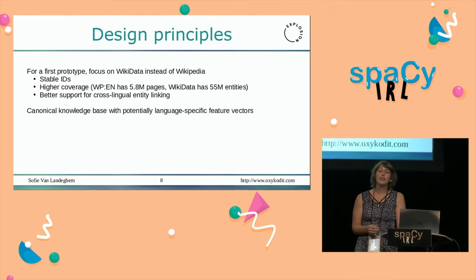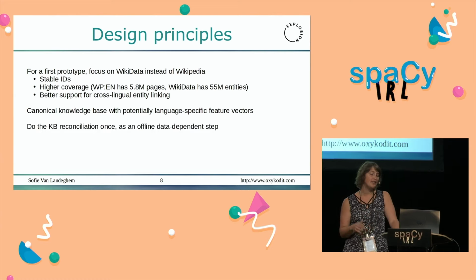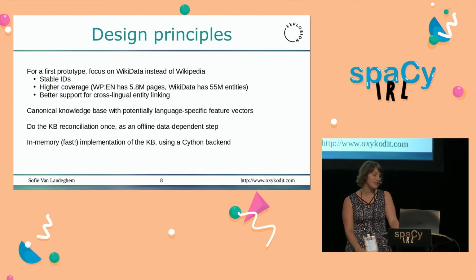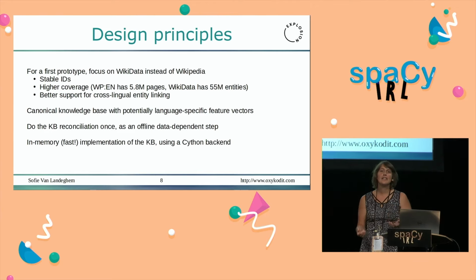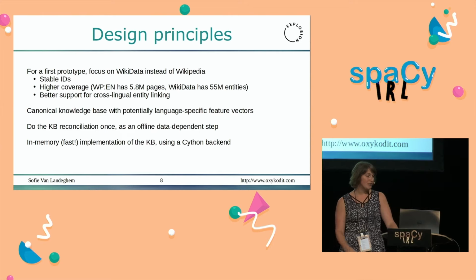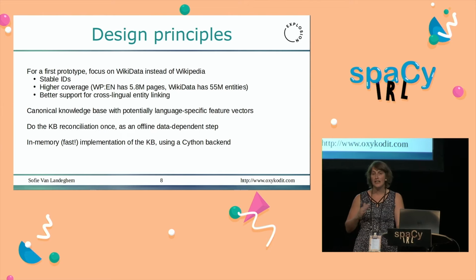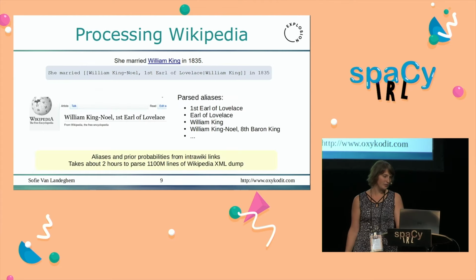We also want to have a canonical knowledge base with potentially language-specific feature vectors, but I won't be talking about that much in this slide. And we want to do the KB, so the knowledge base reconciliation, once, as sort of an offline data-dependent step. And of course, as with everything in spaCy, it needs to be production ready, so it needs to be fast, preferably keep the knowledge base in memory and have it easy to use. All right, so let's dive right in.